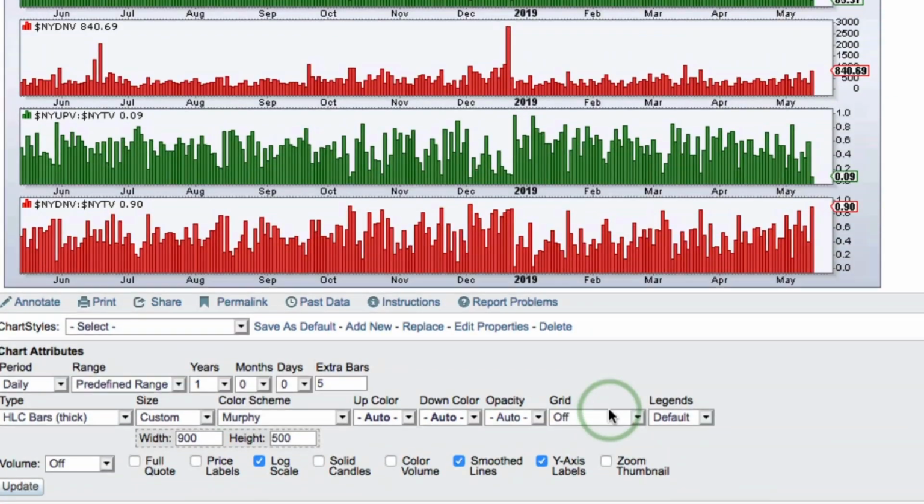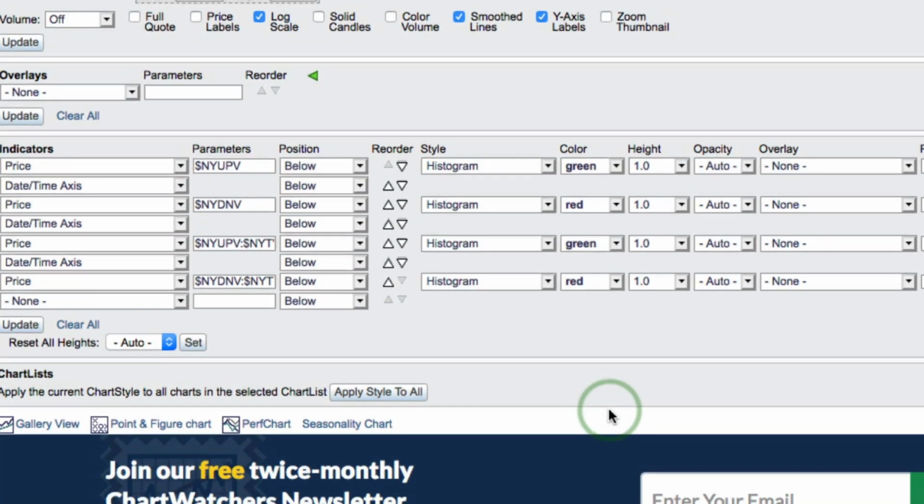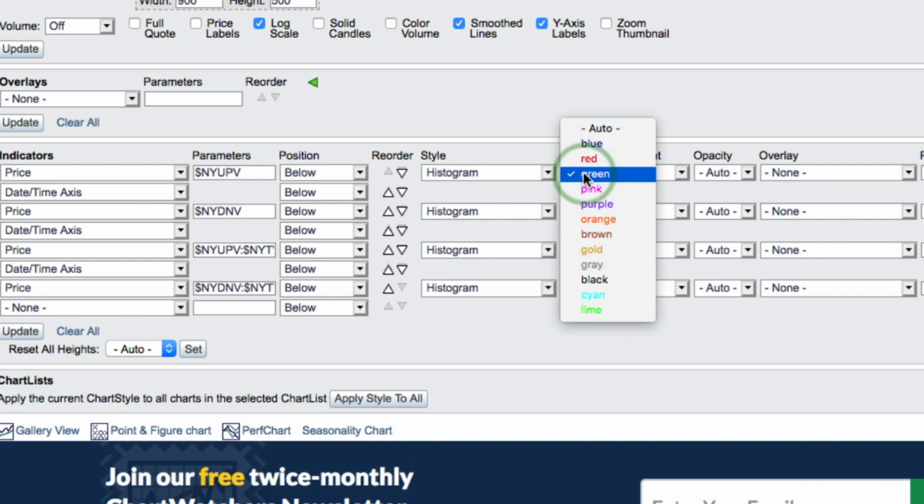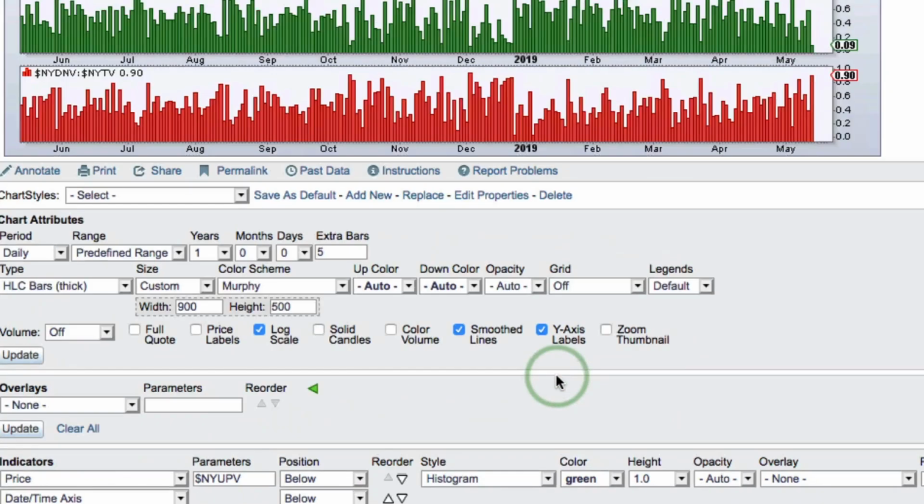Now, the way I created this chart is if you go down to this indicator window, what I'm using is a colon to divide up volume by total volume and down volume by total volume. So I entered price as the indicator, and then in the indicator box, I've got NY up volume colon NYTV, which is total volume. And then I did it for down volume as well. So that's the way I create that ratio of the two. And then I just colored up volume green and down volume red.